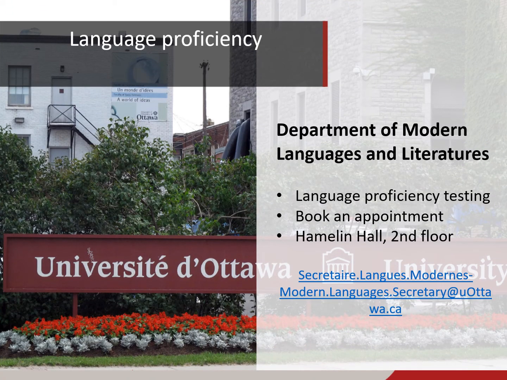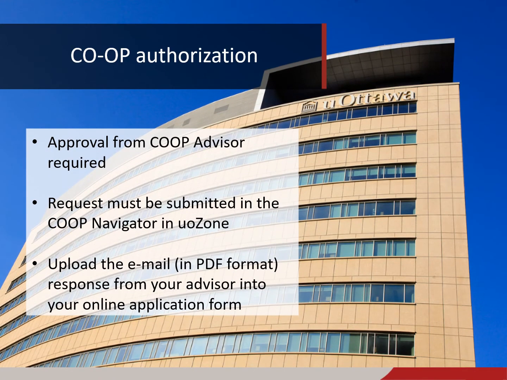If you have not successfully completed language courses in that language of instruction, you will need to take a language proficiency test offered by one of the professors from the Department of Modern Languages and Literature. To book an appointment, please communicate with the Department of Modern Languages and Literature. Co-op students need to obtain an approval from the co-op office to be eligible to participate.